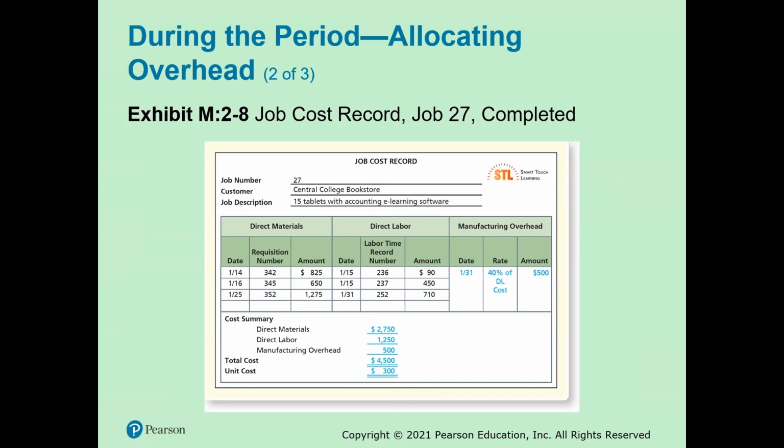The cost summary section of the completed job cost record for this company shows that job number 27 costs Smart Touch Learning a total of $4,500. And that $4,500 is comprised of $750 for direct materials, $1,250 for direct labor, and $500 of allocated manufacturing overhead.